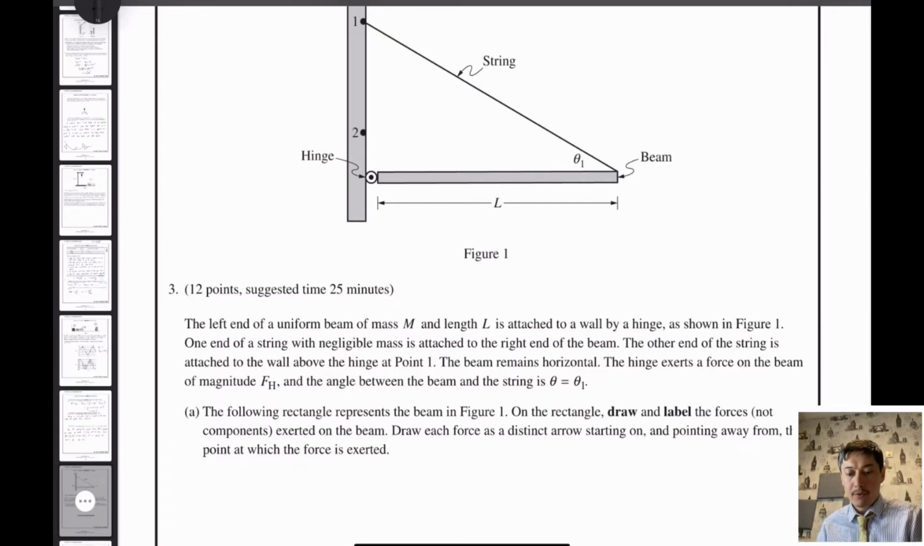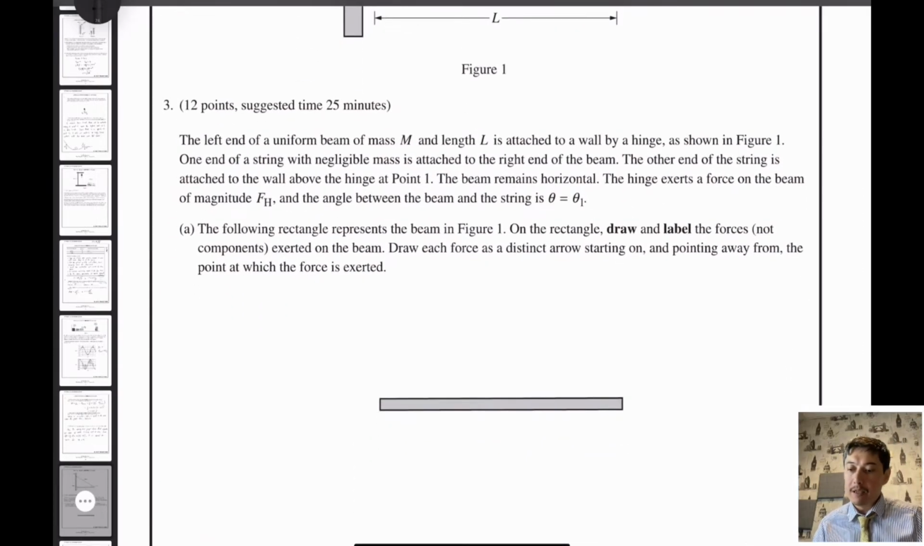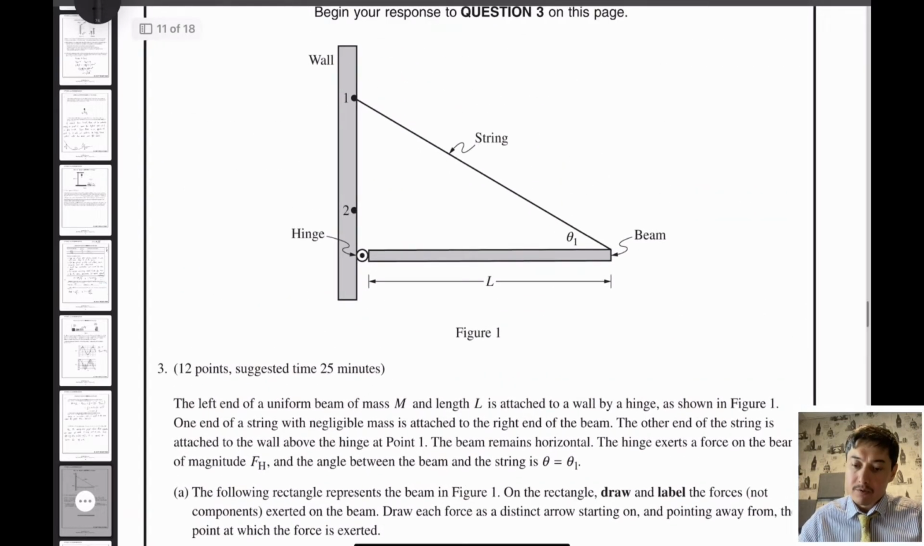Part A. The following rectangle represents the beam in figure 1. On the rectangle, draw and label the forces, not components, exerted on the beam. So first let's analyze the figure. Here we have the beam. Obviously on the string we have got tension force, gravitational force from the center of mass pulling down, and we have got the hinge. There are horizontal and vertical components acting on it, so in total the force will be directed in this way.